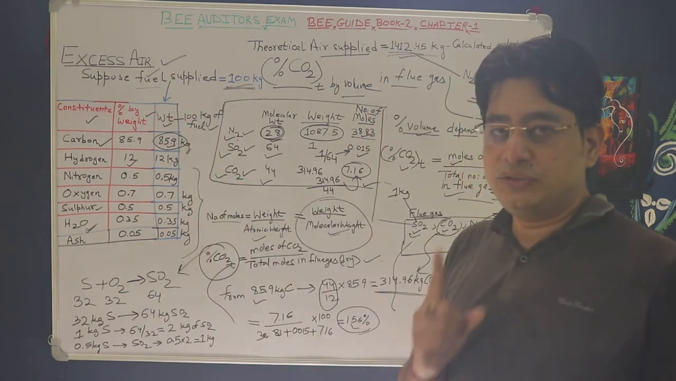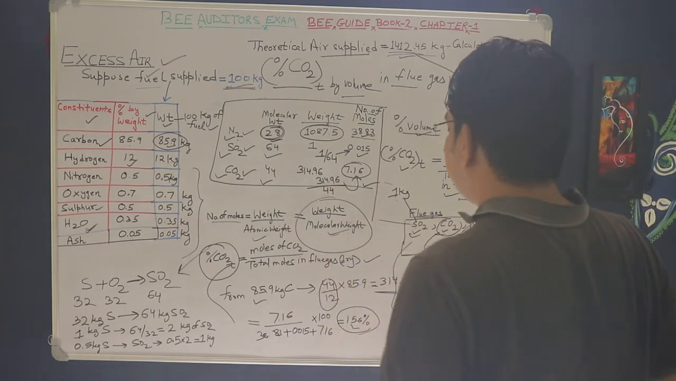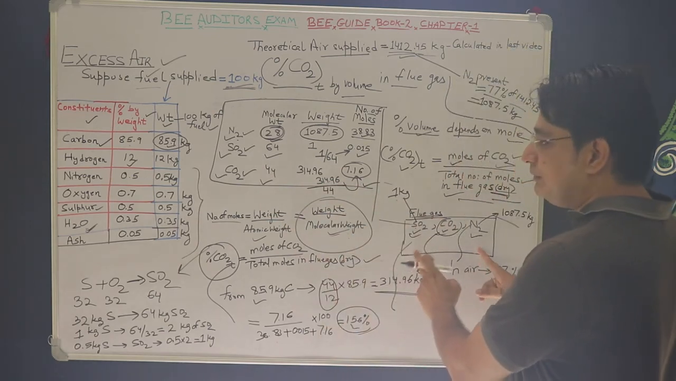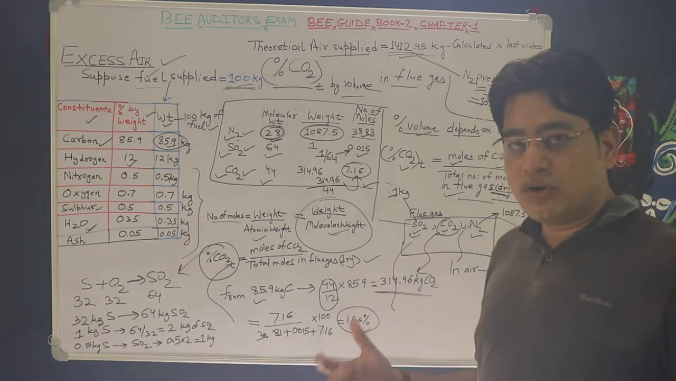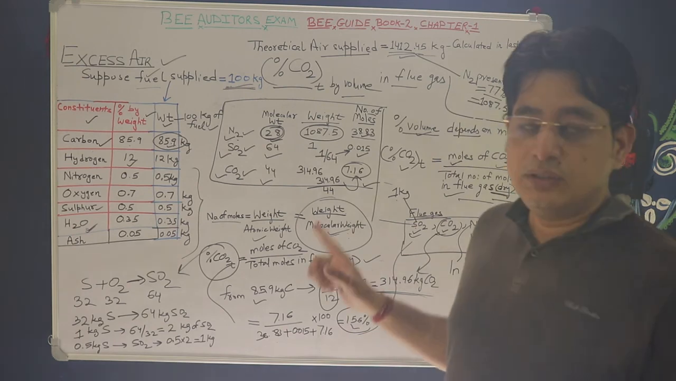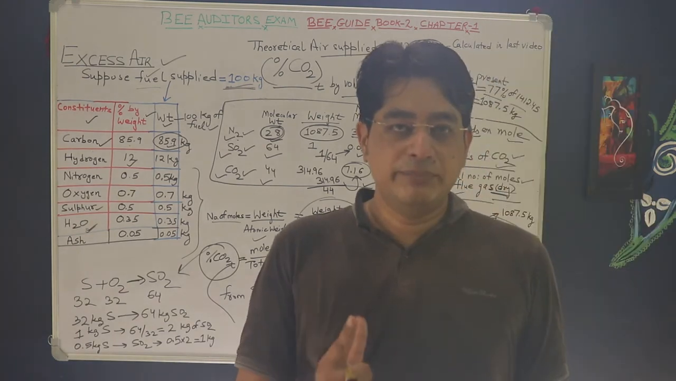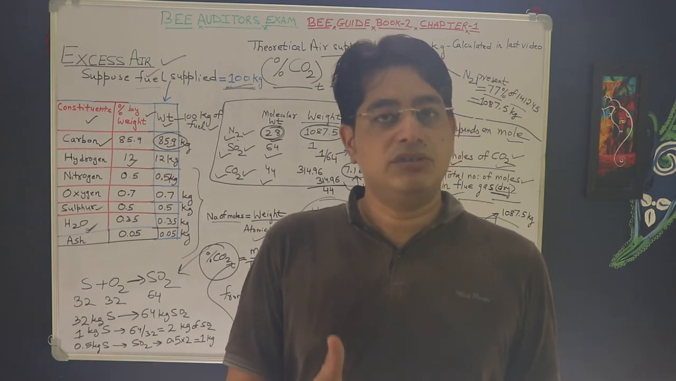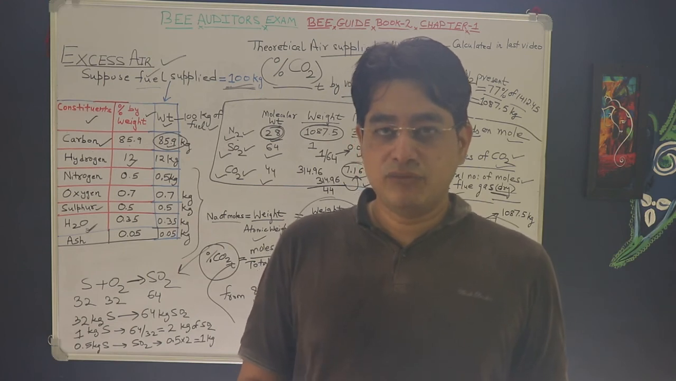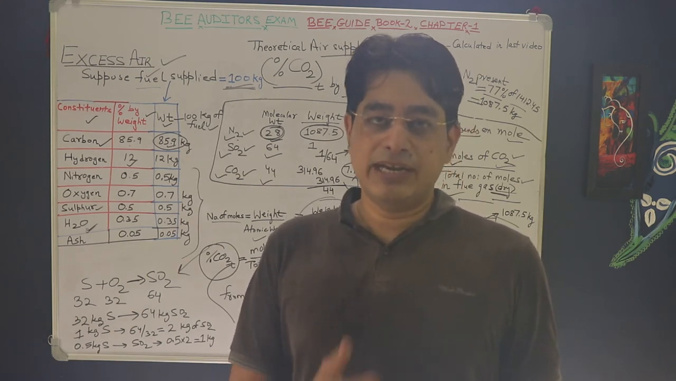Now one thing you should realize here is that in the theoretical air calculation, I am not considering the oxygen that will be present in the exhaust or the dry flue gas, but in actual we are supplying excess air, so you will be getting some oxygen in the flue gas. So do remember that whatever value of oxygen you are getting at the exhaust, or you can say in the dry flue gas, it is only because of the excess air that you have supplied.